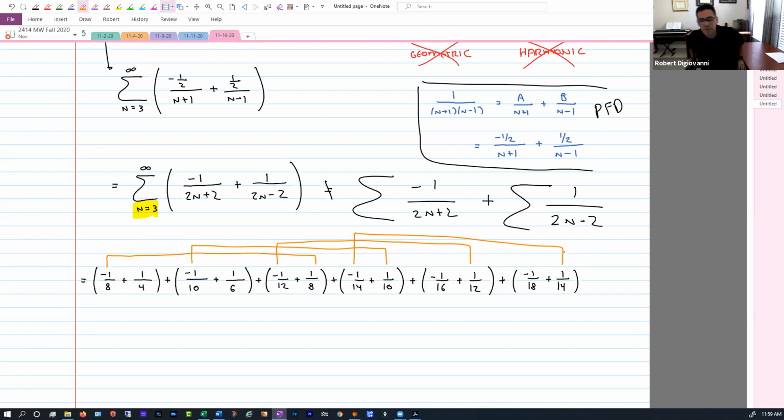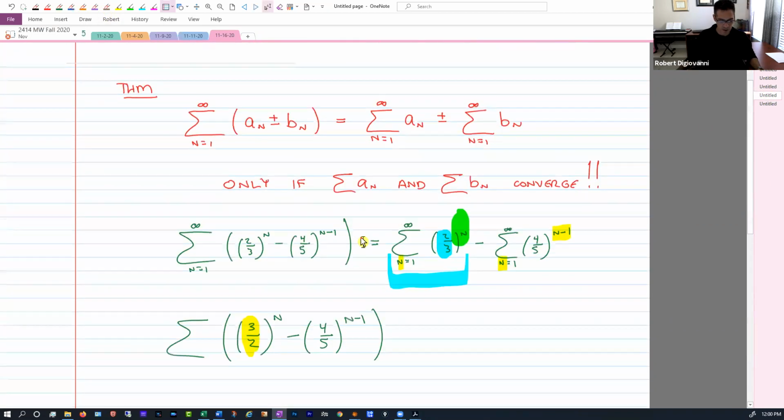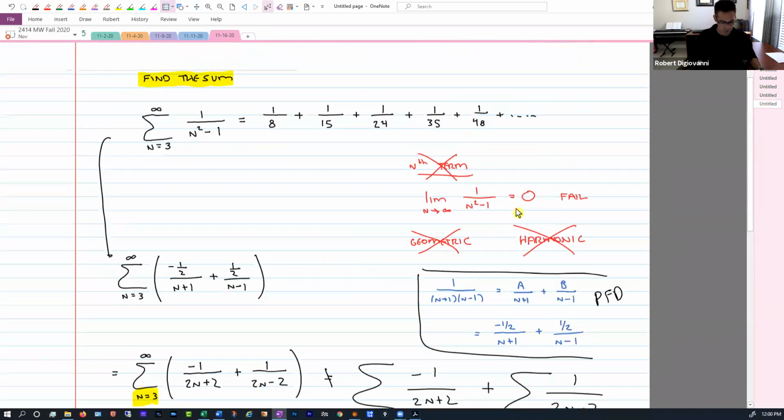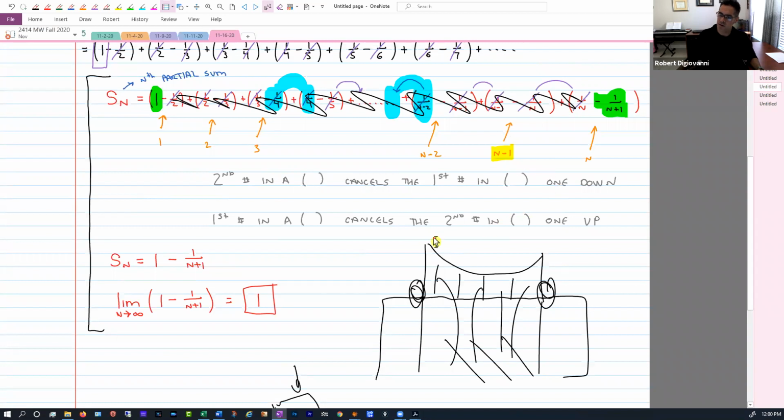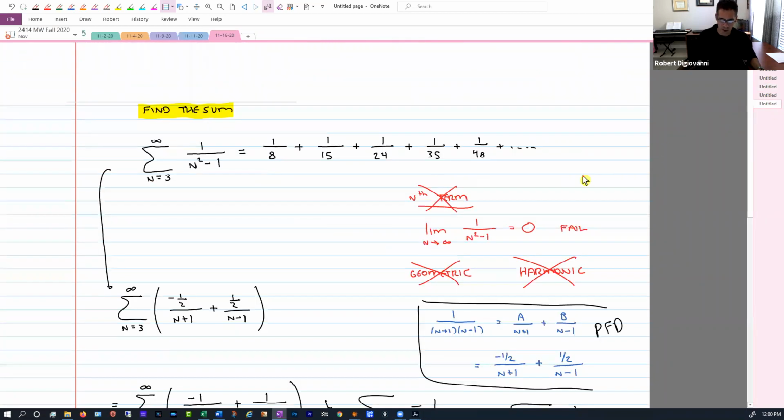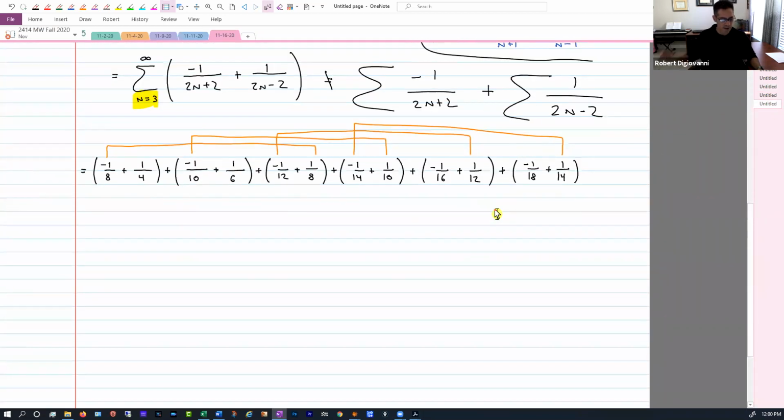If you were to explain what's happening to me in words, does someone want to volunteer to explain to me in words what's happening? Kind of like I just did in that previous problem, where I was trying to explain the canceling. Does someone want to explain to me how this canceling is happening? Anybody?